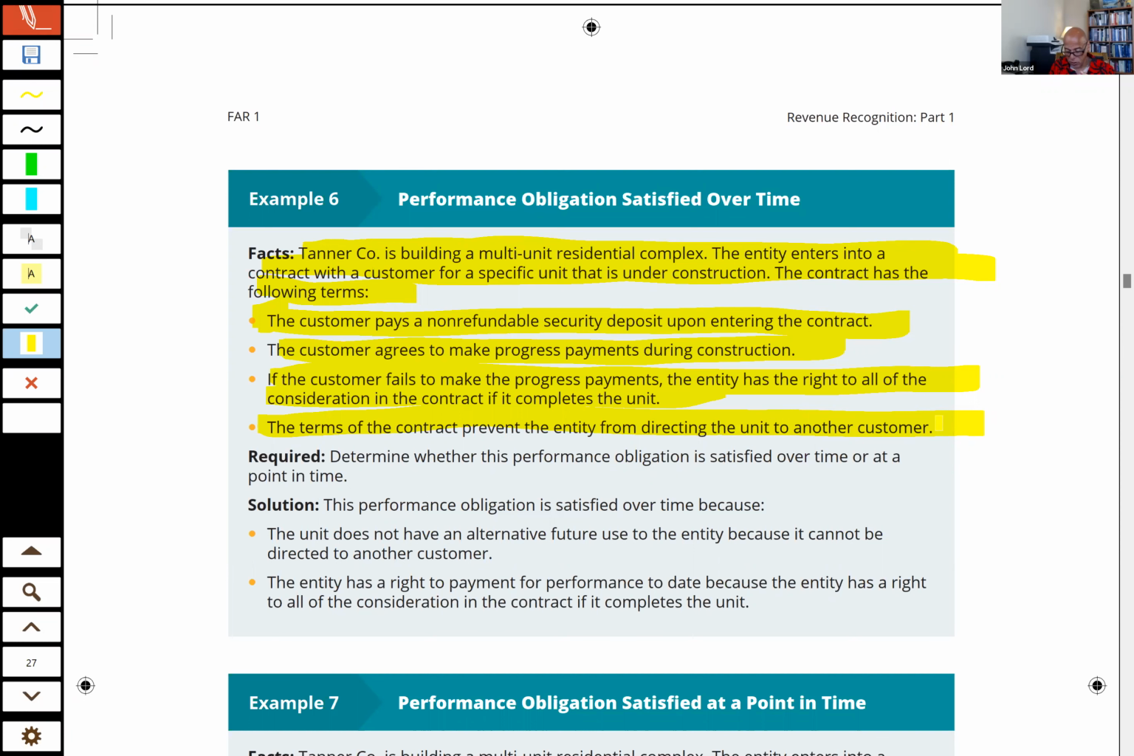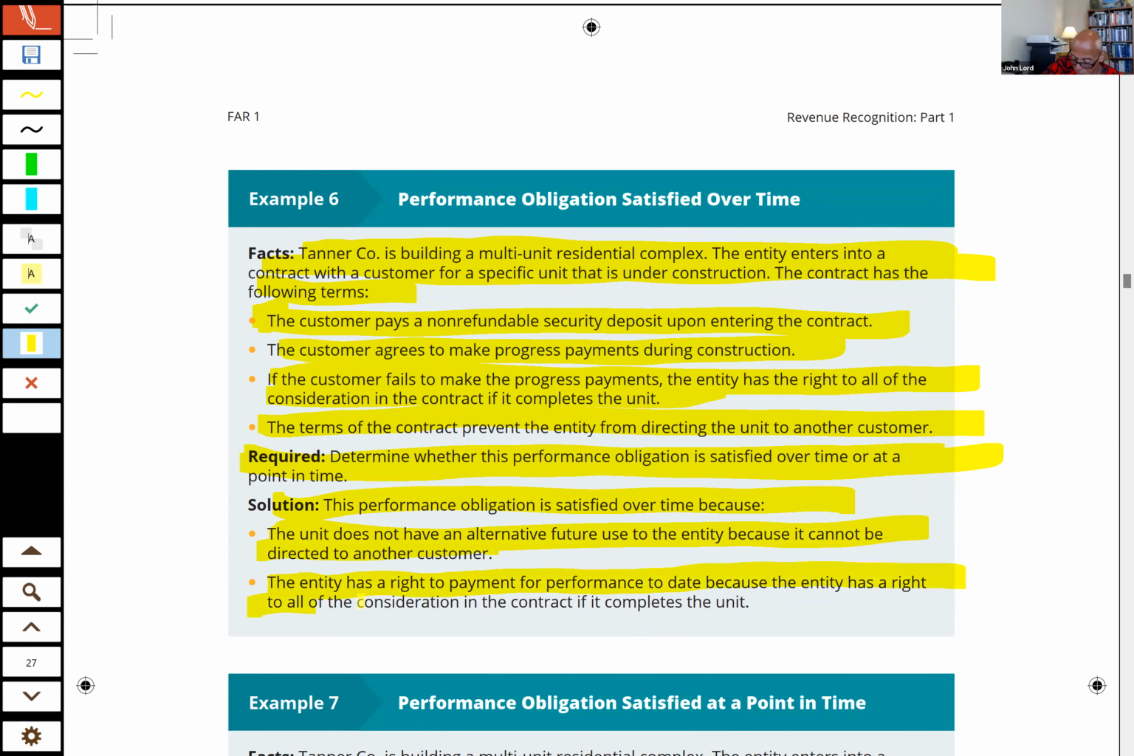So under that situation, you would recognize that revenue over time because you can say, well, we've earned this much because we laid the foundation and that was 10% of our total cost. So we can take 10% of the contract price as revenue. Okay, so it's satisfied over time, and it doesn't have alternative uses. It cannot be directed to another customer, and the entity has the right for payment if they go ahead and complete the unit.